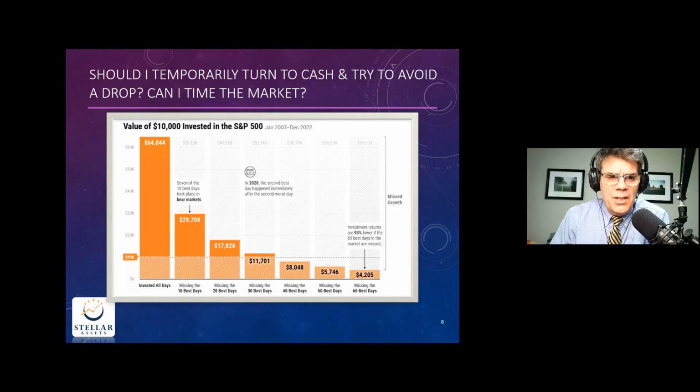And as this slide shows, the value of $10,000 invested over a 20-year period of time grew to $64,000. That sounds amazing, right? But if you missed just the 10 best days, you earn less than half of that. 10 days over 20 years, or 1 day every other year. Unfortunately, if that weren't bad enough, 7 of the 10 best days took place during bear markets. So you probably would have missed these days.